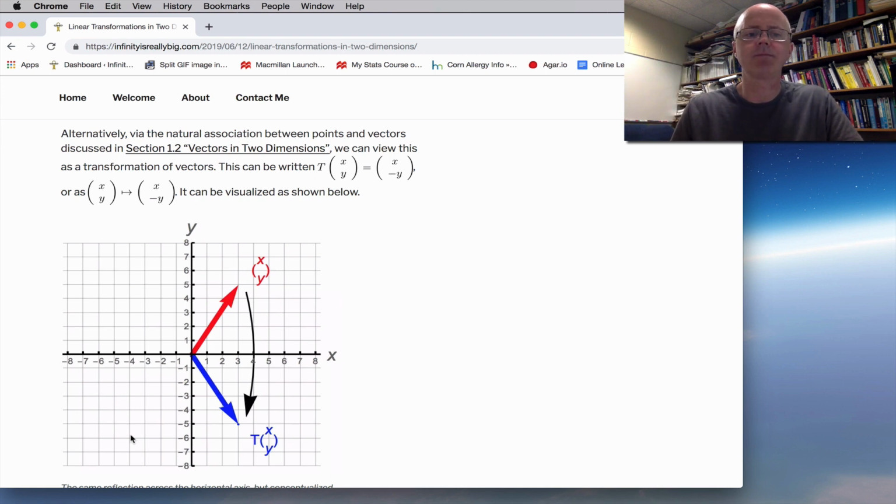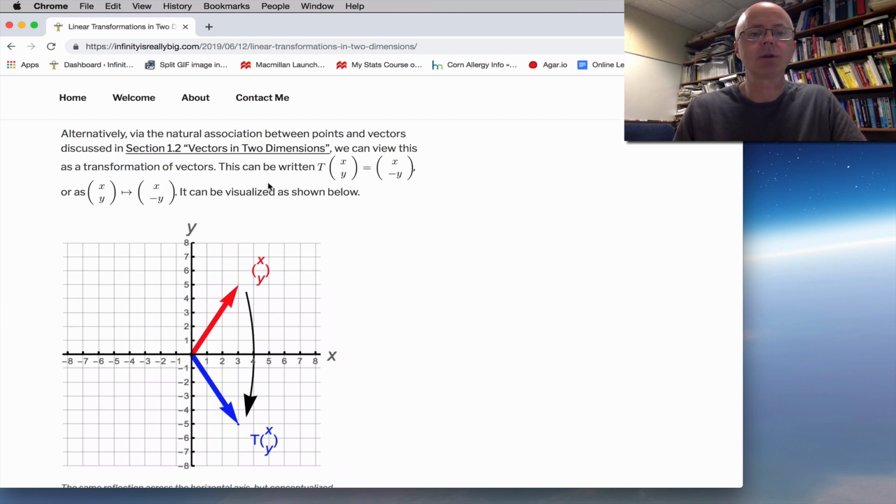That's what you see here. We've got an arrow starting at the origin. The tip of the arrow is the point that we were talking about. It's getting reflected across the horizontal axis to a point or arrow that is its reflection across that horizontal axis.